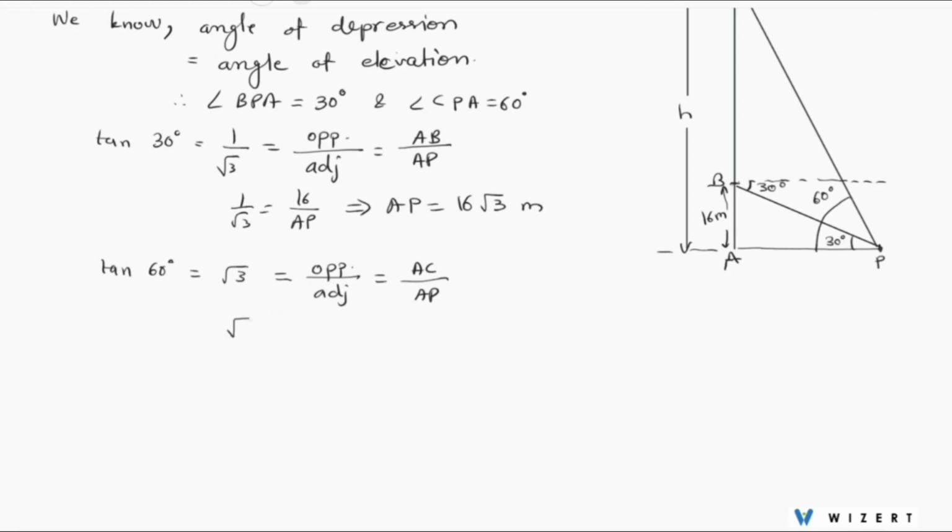So now we have root 3 equal to AC upon 16 root 3. So we get AC equal to 16 root 3 multiplied by root 3. So AC is equal to 48 meters, because this is 16 multiplied by 3 meters. So height of the building we get as 48 meters. This is the answer.